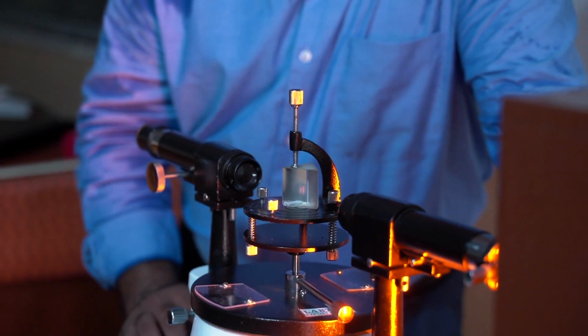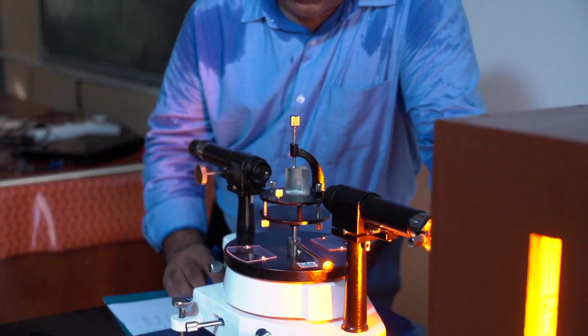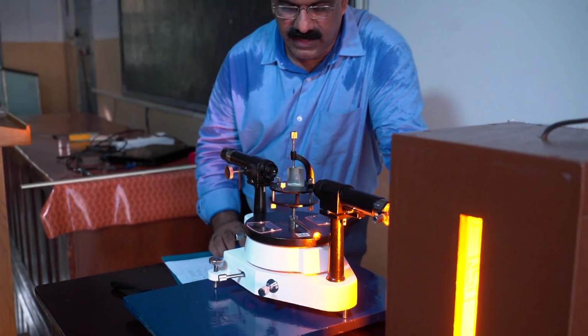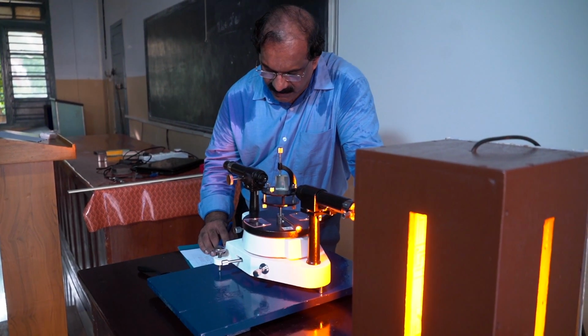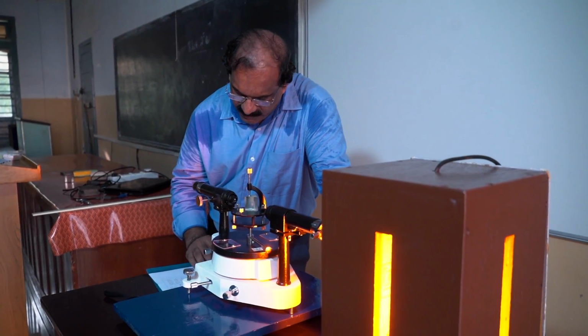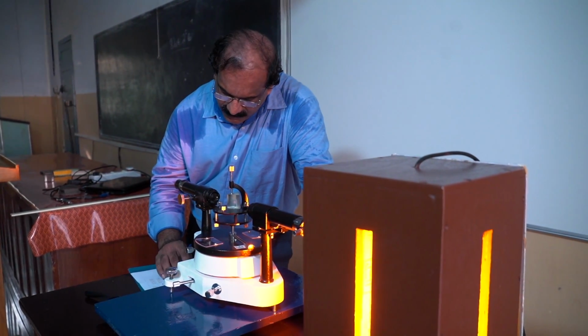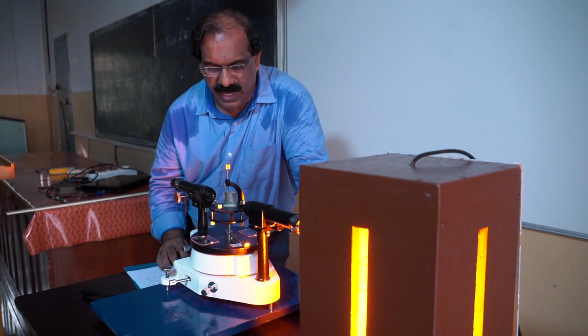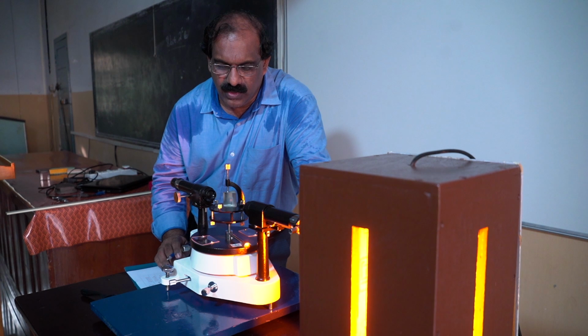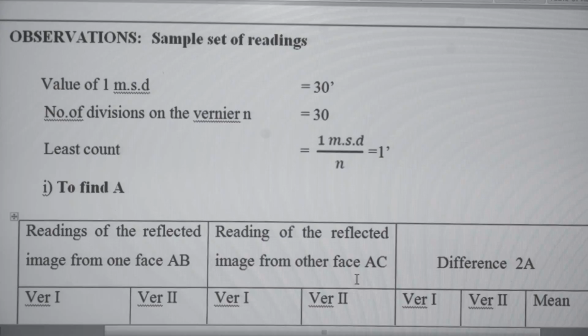Now we can repeat it for angle of incidence 50 degree, 55 degree, 60 degree. We can repeat the experiment and obtain the readings, and the readings are tabulated. Using those readings, we can calculate the value of I2 for each value of I1, and the I1 I2 graph can be plotted. Now coming to a sample set of readings, we have already mentioned the value of one main scale division is 30 minutes and the number of divisions on the vernier is 30. So the least count is 1 minute.